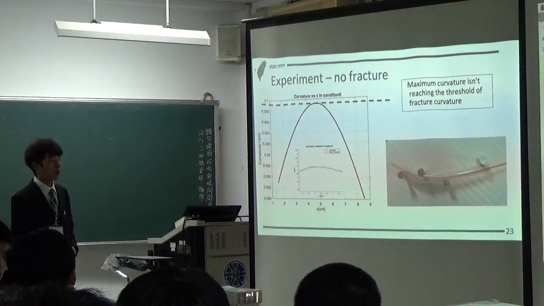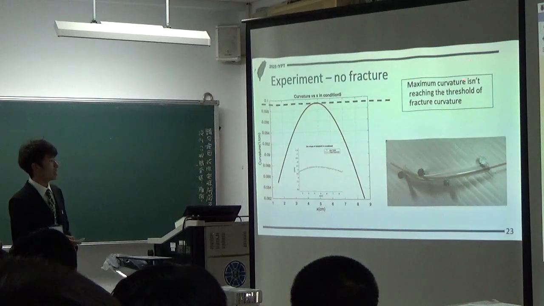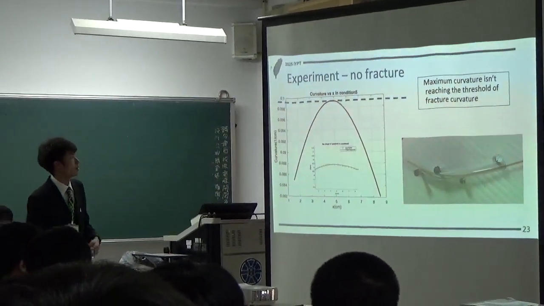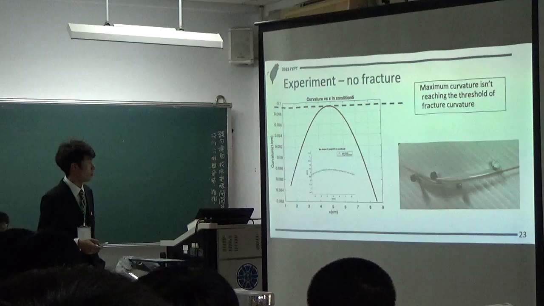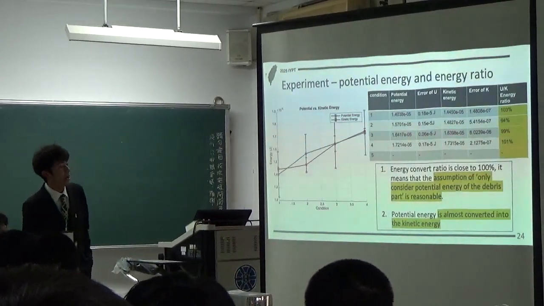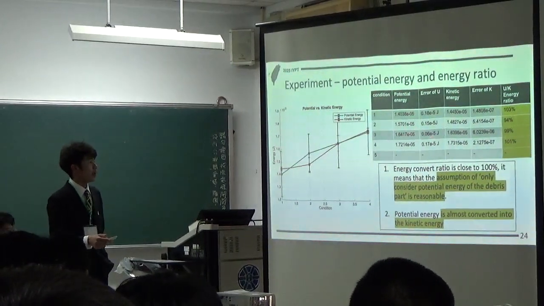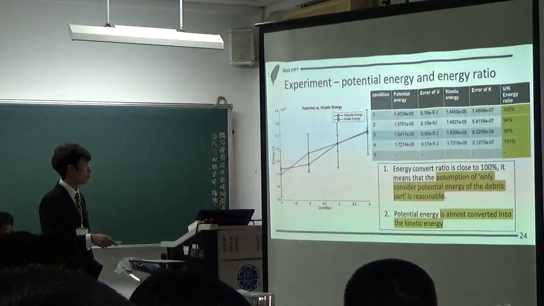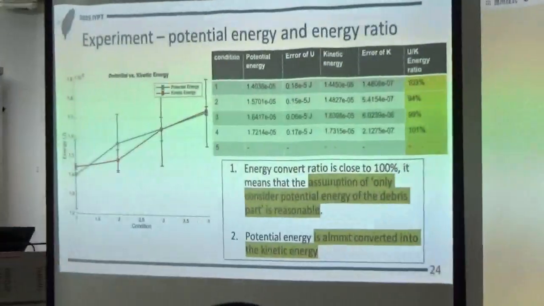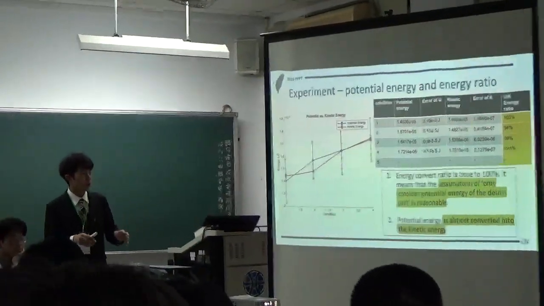But in one condition, we do not go into a fracture condition because the maximum curvature isn't reaching the threshold of fracture curvature. So it will not break. And then I calculate the potential energy and the energy ratio. So these are the potential energy and these are the kinetic energy. I plot them on the graph so you can see that the potential energy and kinetic energy are pretty close. So you can know that the energy transform ratio is actually close to 100%.